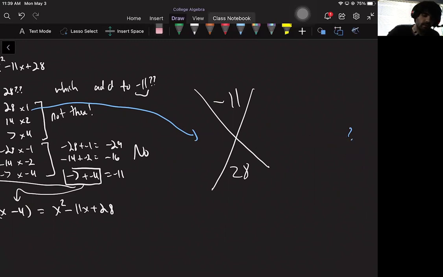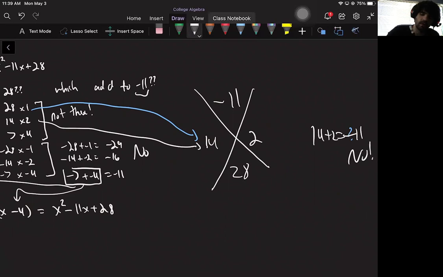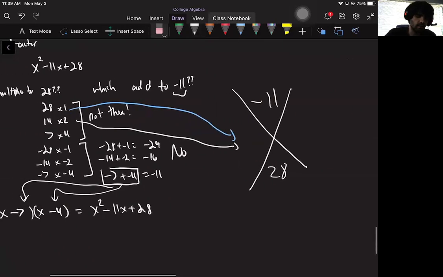And they'll go to the next one. What about these two? 14 and 2. Does that add up to -11? No. So they cross it out again. Try new. So they just go down the list. But going down the list is sort of annoying because the right answer is actually the very bottom one.